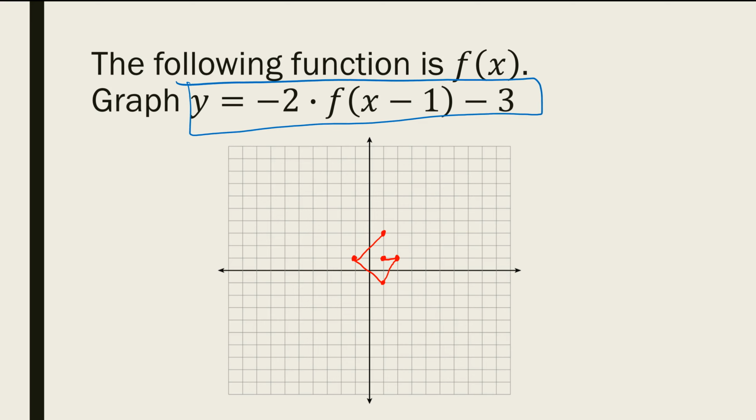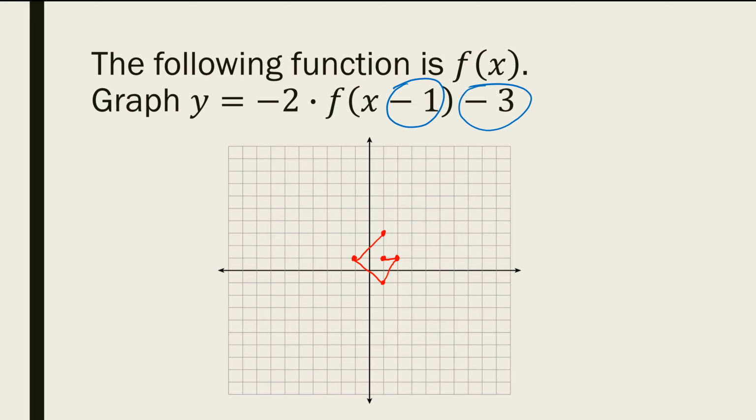Now, remember, when we are transforming functions, we need to work in good order of operations. That means before I take care of the addition and subtraction, I need to take care of the multiplication. So I'm first going to do this -2. That means every single y value for every single one of these points is going to be multiplied by -2.